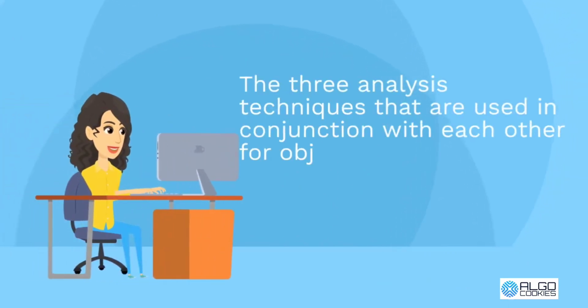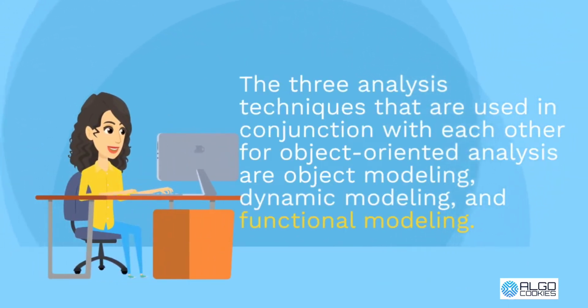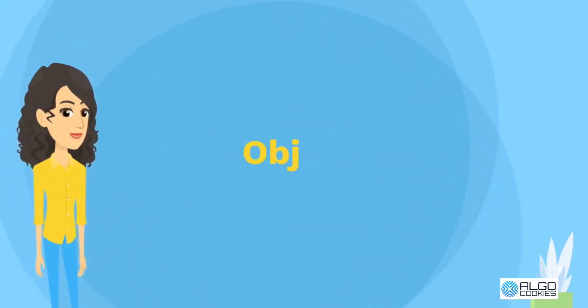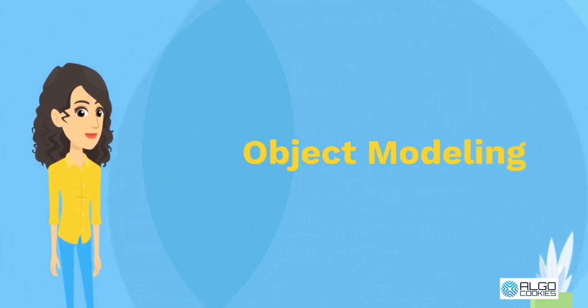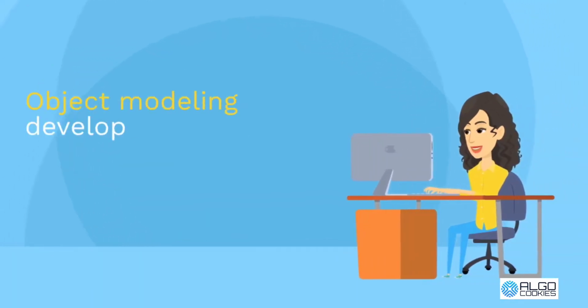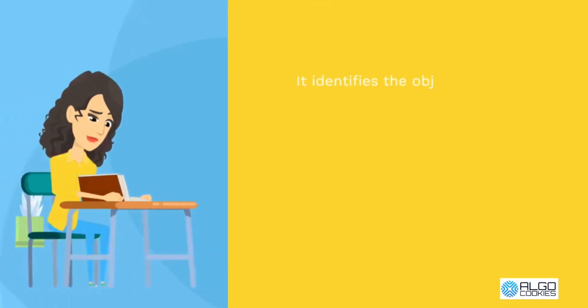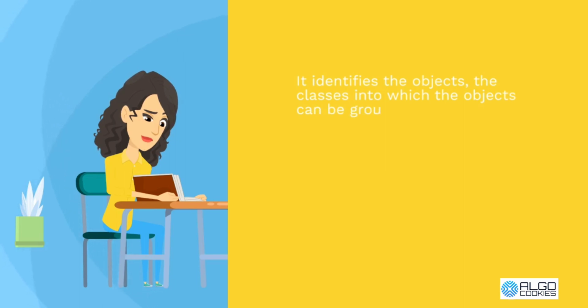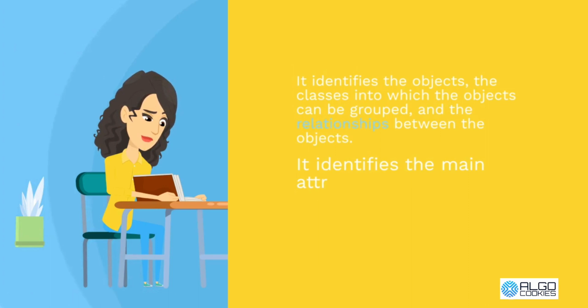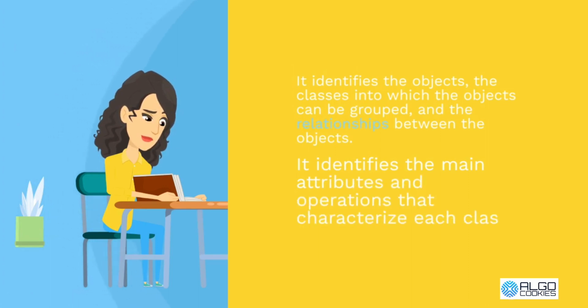The three analysis techniques that are used in conjunction with each other for object-oriented analysis are object modeling, dynamic modeling, and functional modeling. Object modeling. Object modeling develops the static structure of the software system in terms of objects. It identifies the objects, the classes into which the objects can be grouped, and the relationships between the objects. It identifies the main attributes and operations that characterize each class.